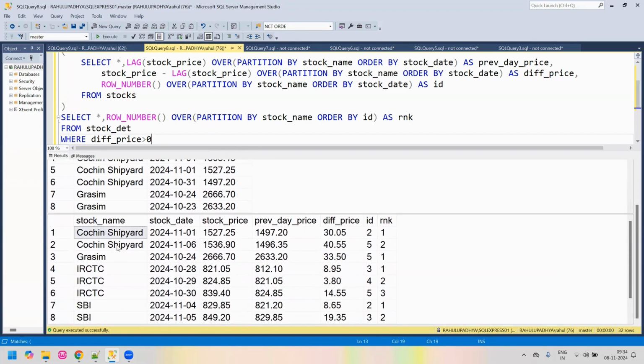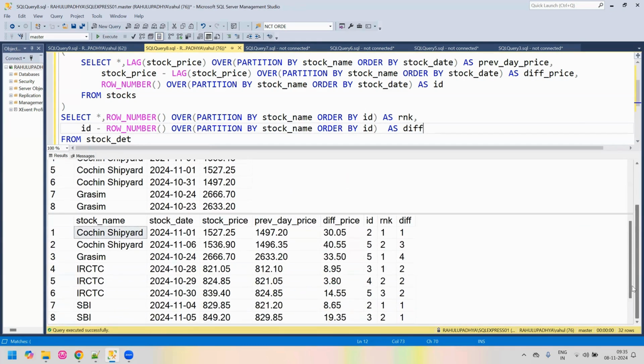So as we can see, now we have only those entries where the difference in price is positive. We already had derived the ID column. Now we have derived the rank column for those entries where the price is positive, that is, the price from the previous day has increased. So now what we have to do is simply compute the difference between these two columns and identify the difference. So let's do that quickly. ID minus this rank column that we have, let's find the difference.